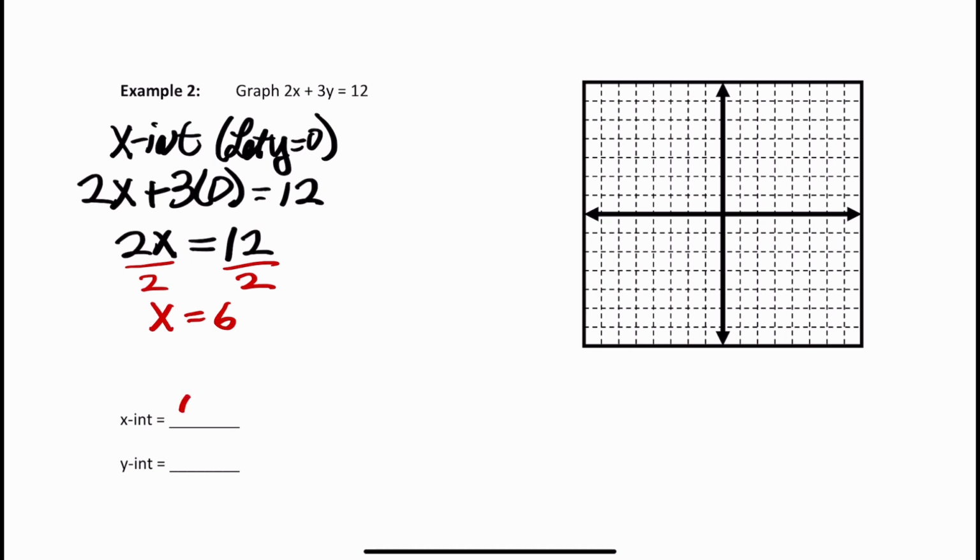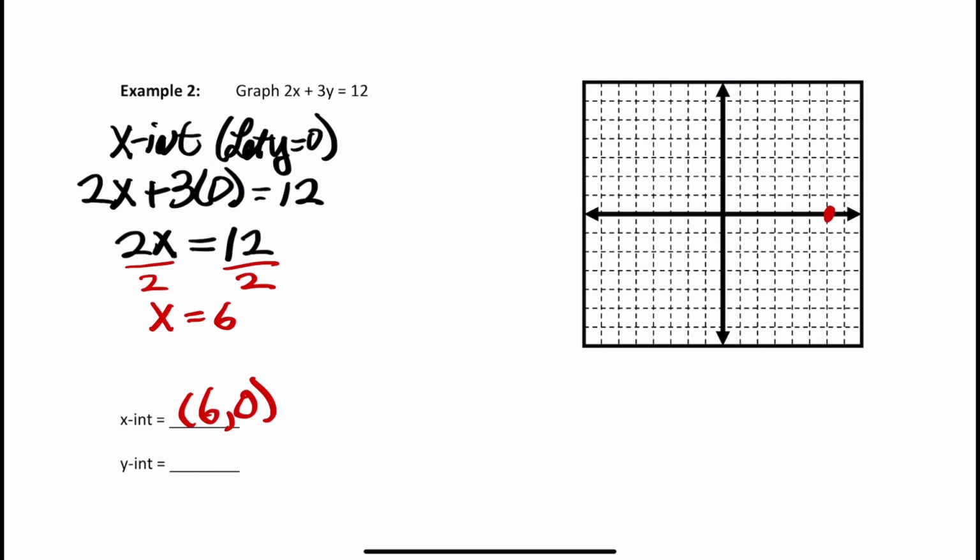So if you find an x, you have found the x-intercept. Oops, that is (6, 0). So we found the x-intercept: when x equals 6, y is 0. If you find an x, your dot goes on the x-axis: 1, 2, 3, 4, 5, 6.